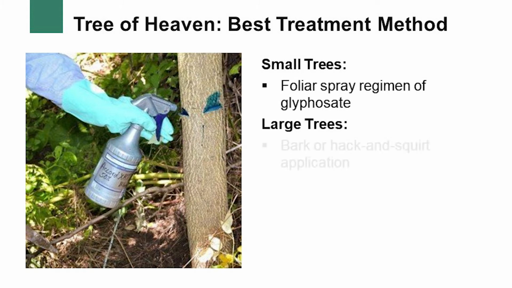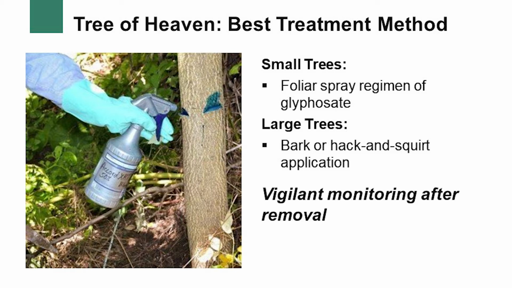When treating tree of heaven, small trees can be controlled with a foliar spray regimen of glyphosate. Larger trees require a bark or hack and squirt herbicide application. All herbicide applications for tree of heaven should be made between July and the end of the growing season in autumn. Vigilant monitoring is required after the tree is removed due to the capability of roots re-sprouting.